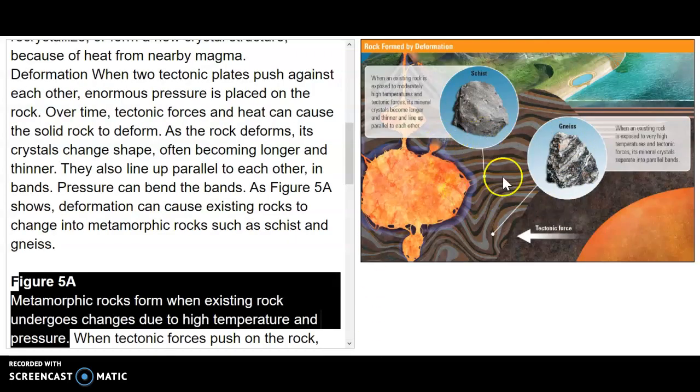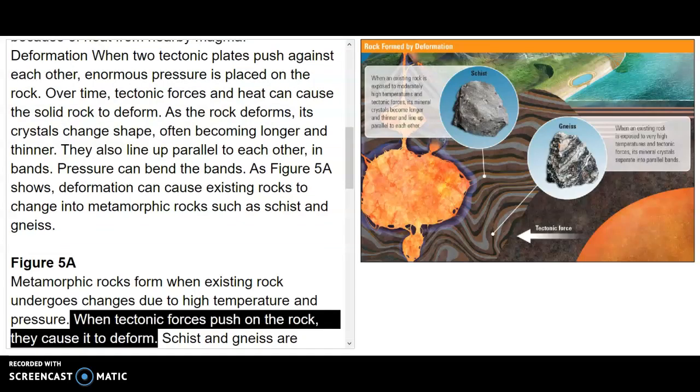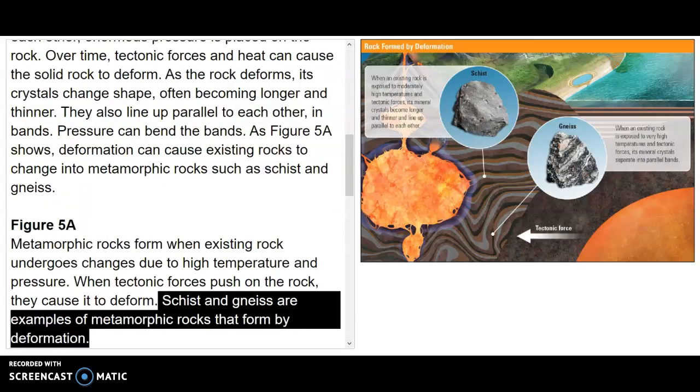So here we have Figure 5a, which you can see on your screen. It says metamorphic rocks form when existing rock undergoes changes due to high temperature and pressure. When tectonic forces push on the rock, they cause it to deform. Schist and gneiss are examples of metamorphic rocks that form by deformation.